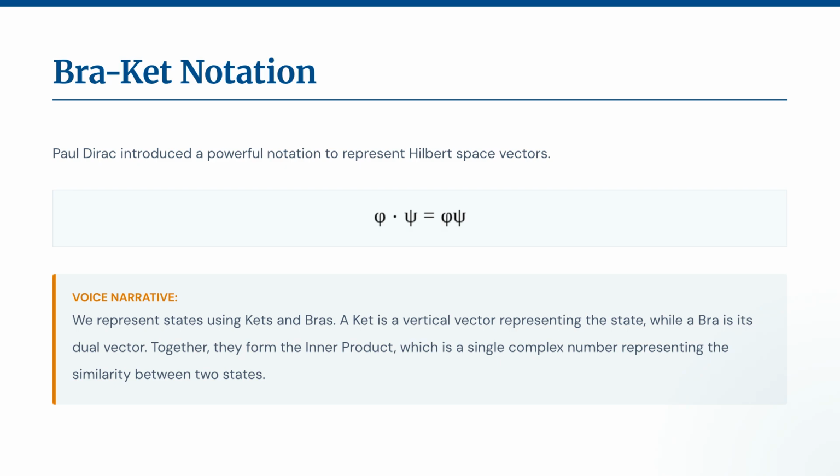We represent states using kets and bras. A ket is a vertical vector representing the state, while a bra is its dual vector. Together, they form the inner product, which is a single complex number representing the similarity between two states.